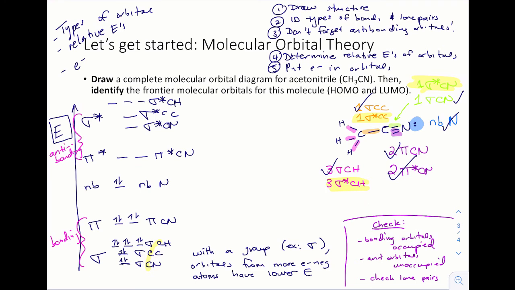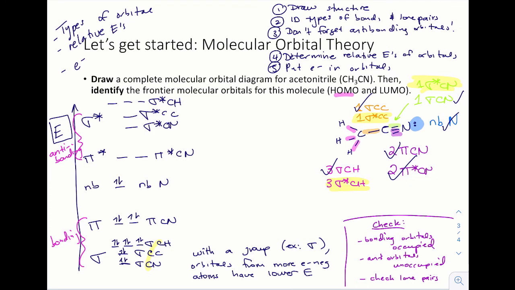You can also, if you're checking the diagram, just make sure that for every bonding orbital, there's a corresponding antibonding orbital. But we did that earlier. But just if you're double checking, you can check that. Our last task in this problem was to identify the frontier molecular orbitals for this molecule, and specifically the HOMO and the LUMO.